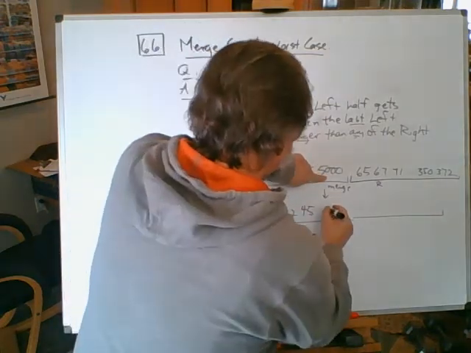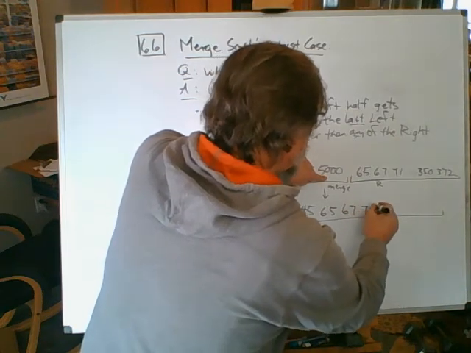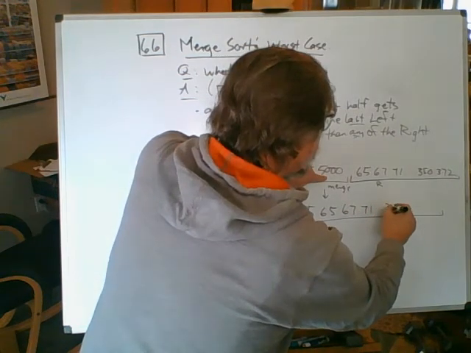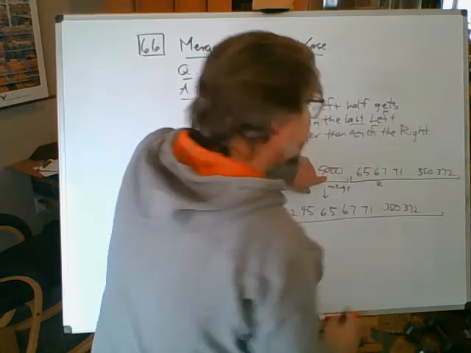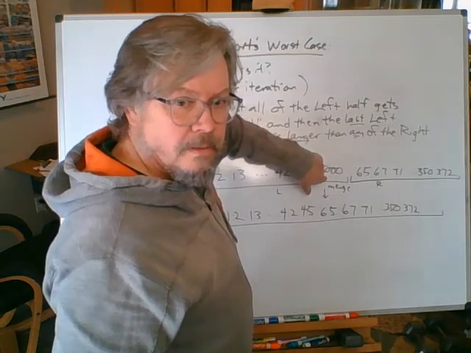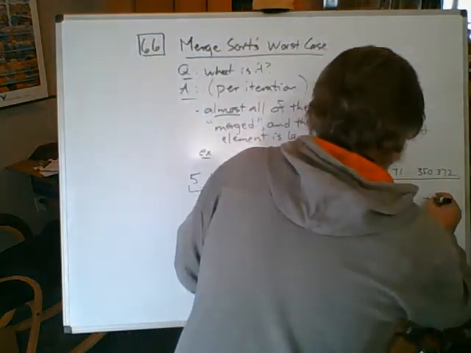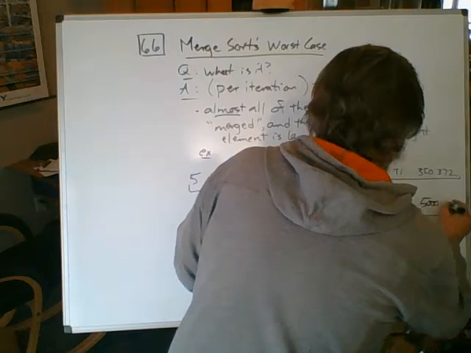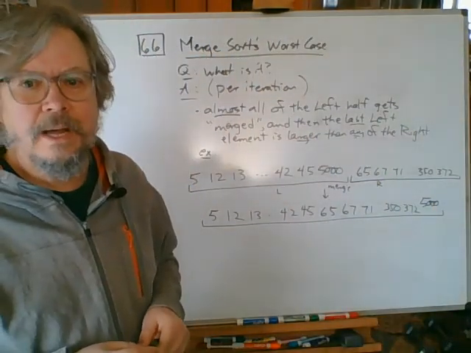65 is less than 5,000. 67 is as well. 71 is as well, 350 is less than 5,000. 372 is less than 5,000. The very end, the very last 5,000. See what happened there?